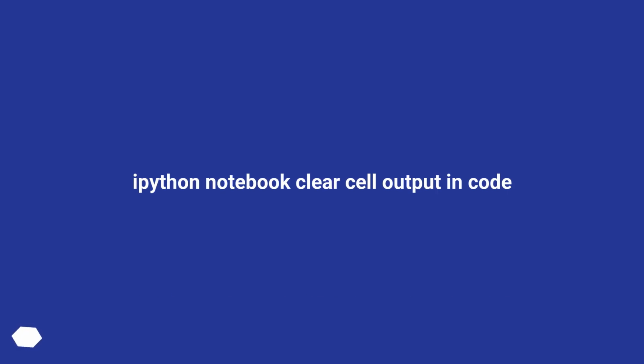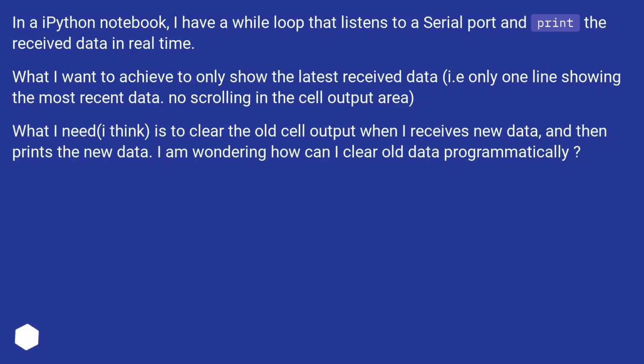IPython notebook clear cell output in code. In an IPython notebook, I have a while loop that listens to a serial port and prints the received data in real time. What I want to achieve is to only show the latest received data, i.e. only one line showing the most recent data.